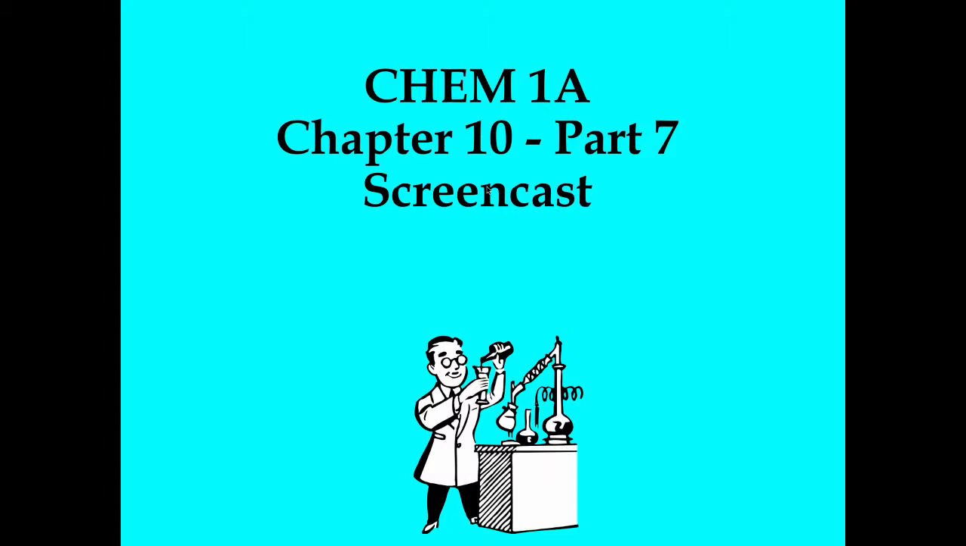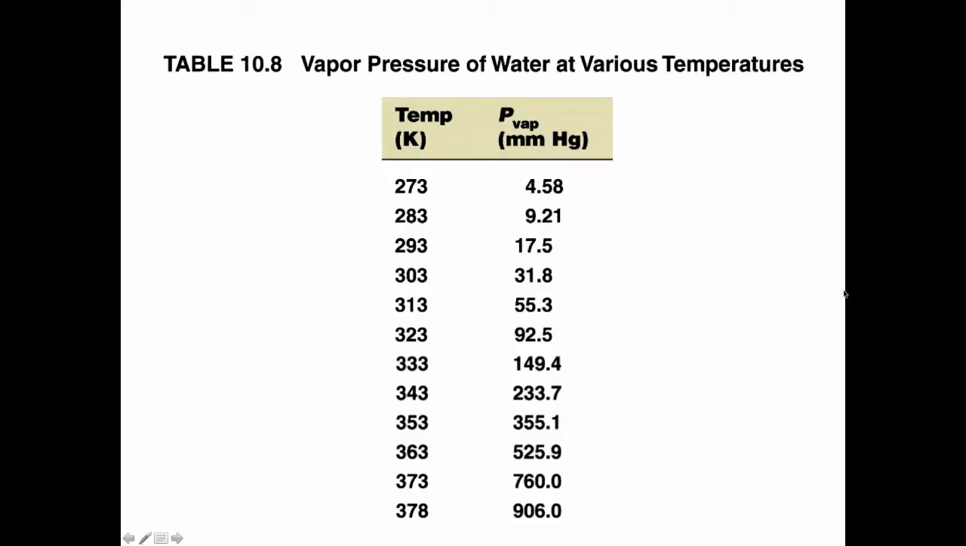Welcome to Chapter 10, the Part 7 Screencast for liquids, solids, and phase changes. At the end of the previous screencast, we had been dealing with vapor pressure as a function of temperature, and we looked at the vapor pressure of water at different temperatures, and we had the graph of it.